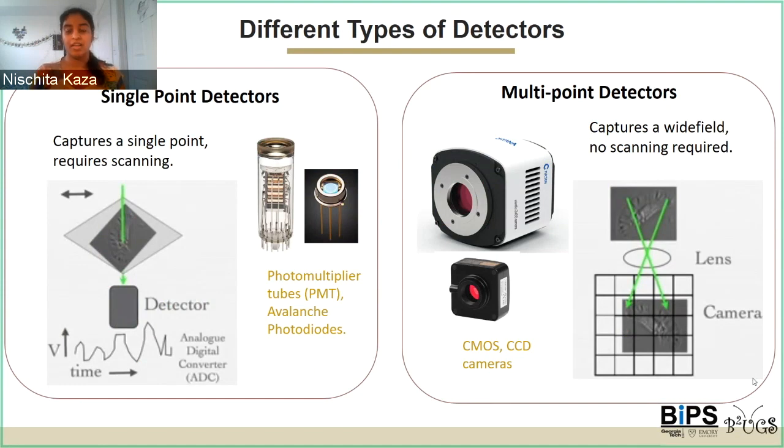Now, multi-point detectors are probably something that all of you are much more familiar with because they're essentially just cameras. These are able to capture the entire field of view onto the sensor, and so there's no scanning involved. Depending on the technology, this may or may not be faster than single point detectors, but the important thing is that you don't have to have any mechanical scanning or motion to generate an image.